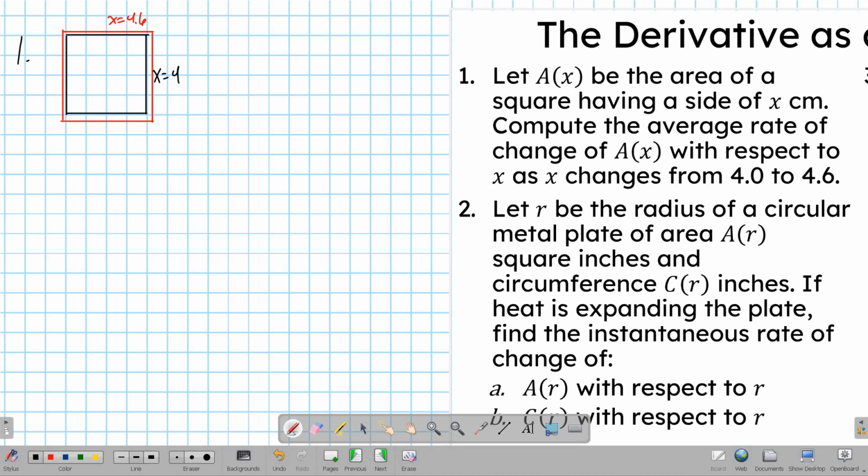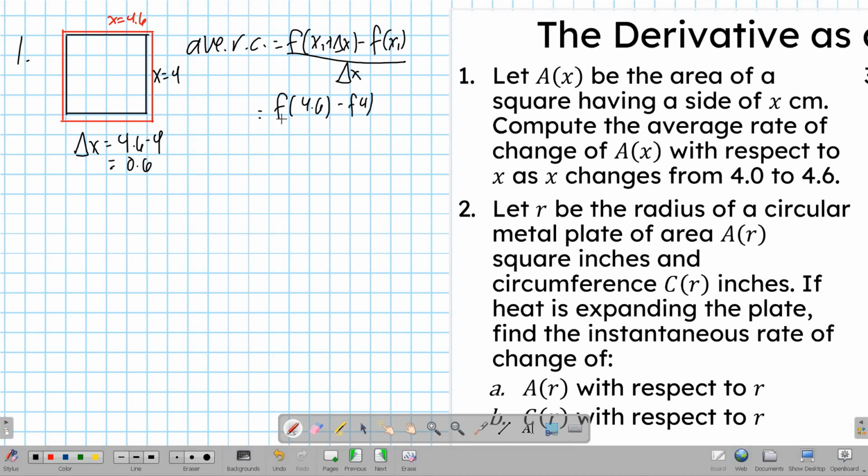The average rate of change is computed by f of x sub 1 plus delta x minus f of x sub 1 over delta x. To compute delta x, that is your change from x sub 1 to x sub 2, technically 4.6 minus 4 is equal to 0.6. So your average rate of change will be equal to f of 4.6 minus f of 4 over 0.6.